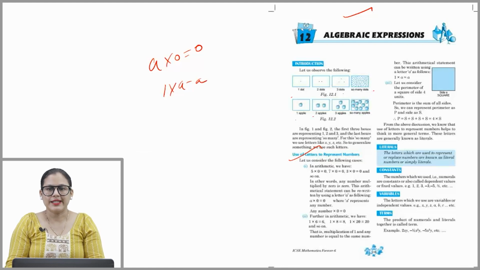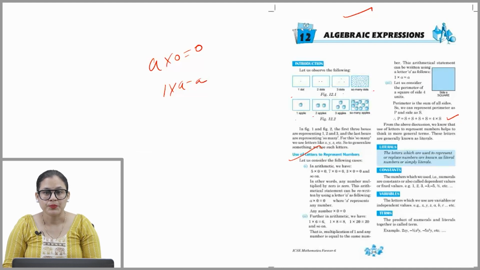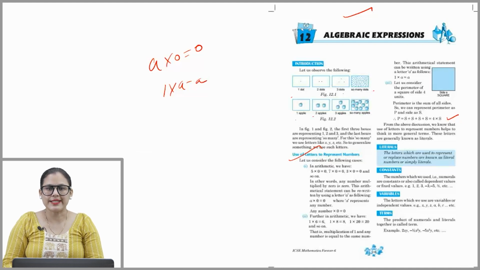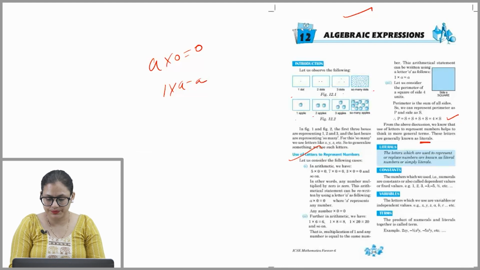Third, let us consider the perimeter of a square of side 4 units. Perimeter is the sum of all sides, so we can represent perimeter as P and side as S. So P is equal to S plus S plus S plus S, which is equal to 4 into S. From the above discussion, we know that the use of letters to represent numbers helps us think in more general terms. These letters are generally known as literals. The letters which are used to represent or replace numbers are known as literal numbers or simply literals.